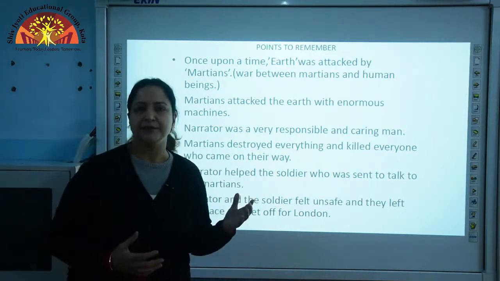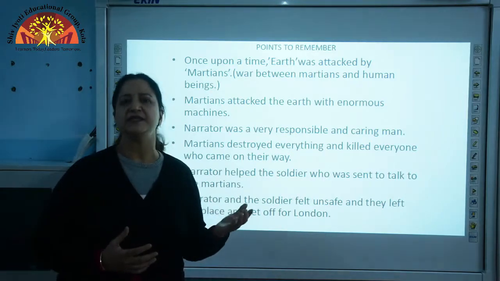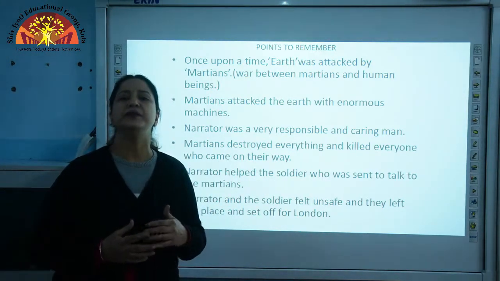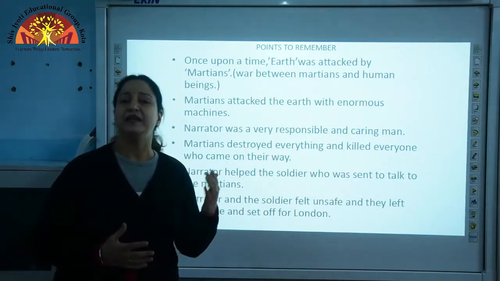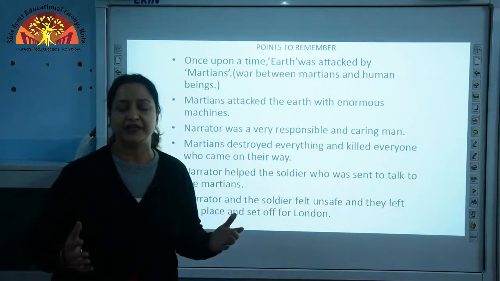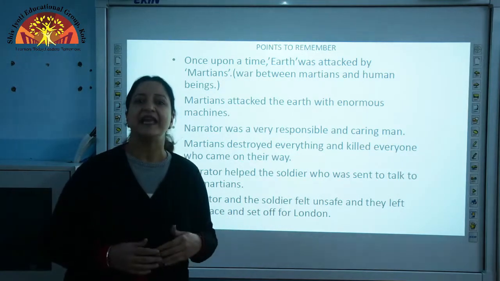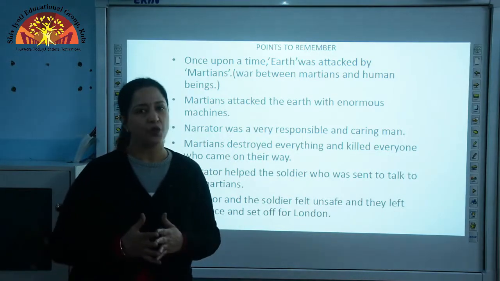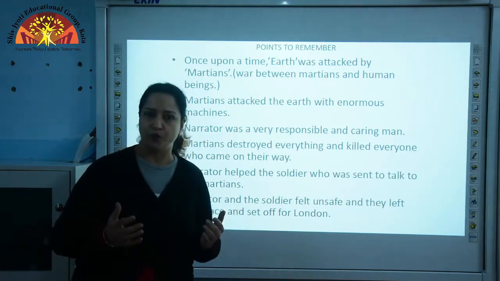Once upon a time, some Martians, some aliens, attacked the Earth, and before that our Earth was a very peaceful place. But they came to Earth and destroyed each and everything. They started to kill everyone who came in their way. So basically it was a war.